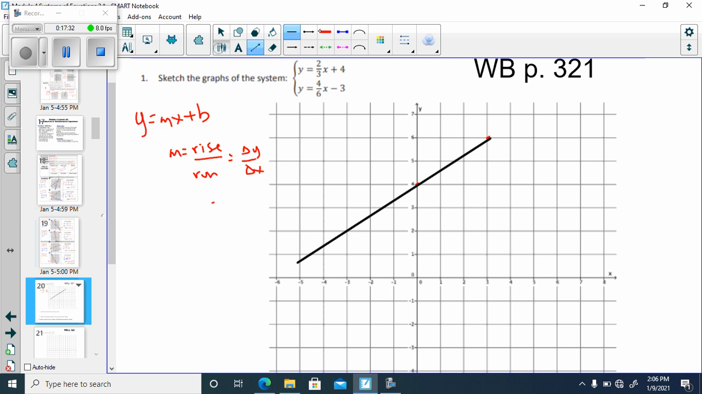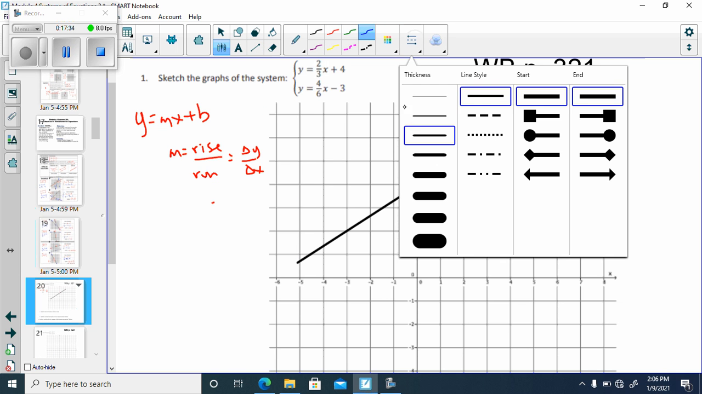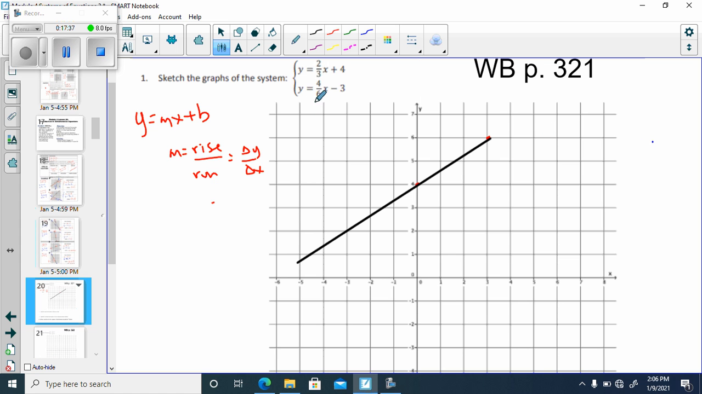Now let's do the other one. Let's plot the other one. y = 4/6 x - 3. We start at the negative 3, that's our b. And then our rise over our run is 4/6. Up 4 over 6. Up 1, 2, 3, 4, and over 1, 2, 3, 4, 5, 6, okay? And let's draw that line.